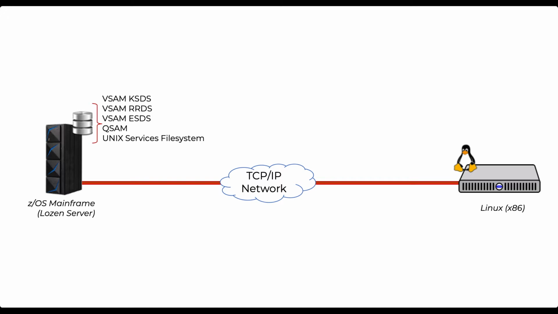Also on the mainframe, as you see in the top right, there are a bunch of different types of data sets that we want to expose through Lozen, everything from VSAM files, sequential QSAM files, even Unix System Services file systems. We'll see each of those in the demo as we go. They all behave roughly the same way, and that's actually the beauty of Lozen. You can get to just about any of your mainframe data through it.